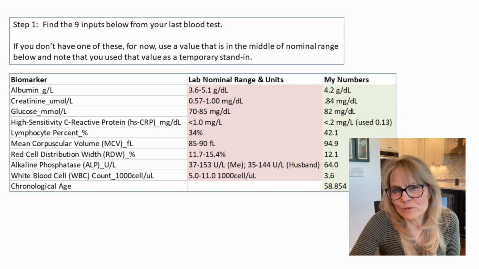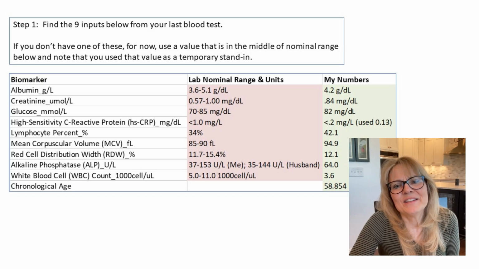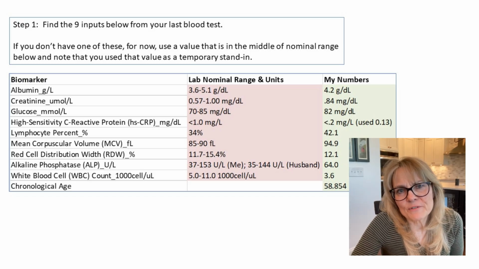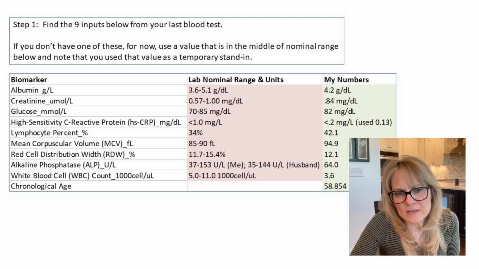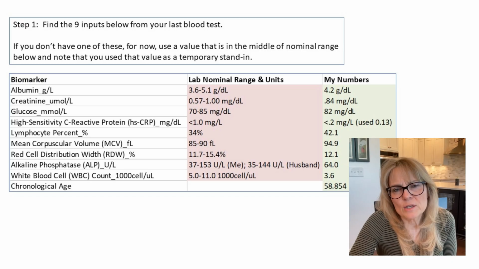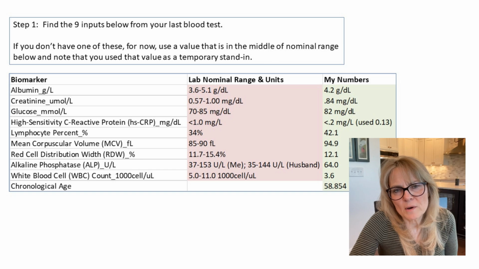And if you don't have glucose, maybe consider changing doctors. No, I'm just kidding. But you probably want to just put in a nominal value for right now, and then you can purchase a glucose finger stick kit from Walgreens or CVS or Walmart, and they're really inexpensive. You can probably get one for about $20. You might want to take your fasting glucose in the morning after not having eaten for about 12 hours, and then you can plug that number into the model.